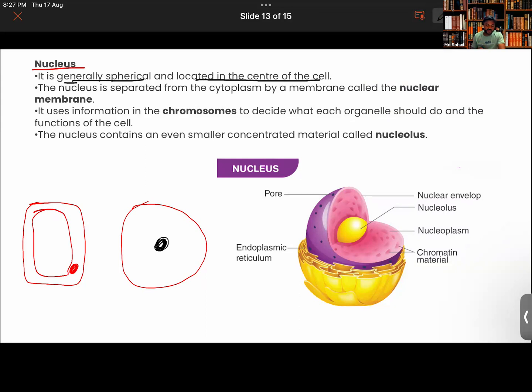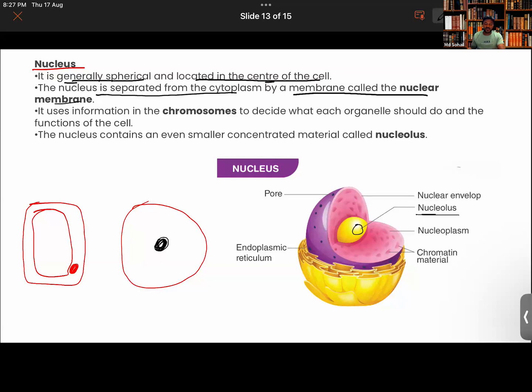Notice the term generally. Generally, it is spherical. It might be of different shape as well, but generally spherical and located in the center, while it can be on the lateral side as well. The nucleus is separated from the cytoplasm by a membrane called the nuclear membrane. Getting it? Now, inside this nucleus also, you will see there's another dense mass that is called the nucleolus. So the nucleus is that dense dark matter present in the center of the cell. Inside that nucleus also, you will see there's another dense dark mass called the nucleolus.